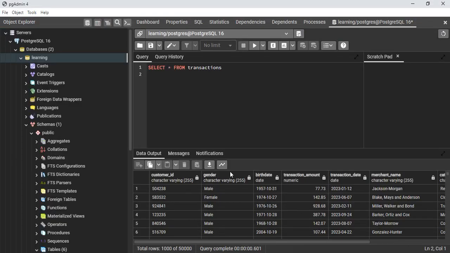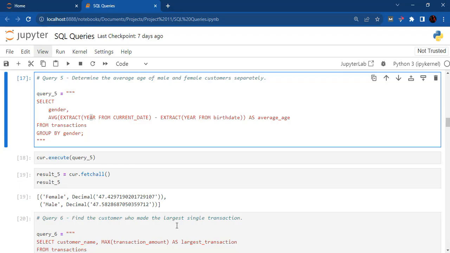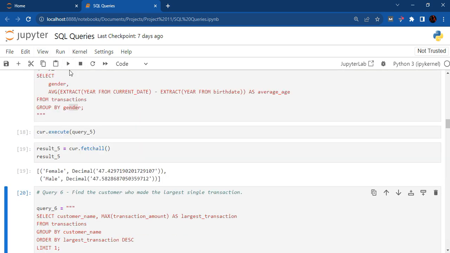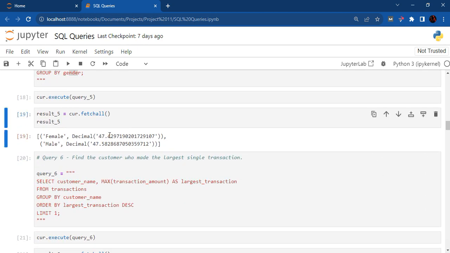Now this is the birth date. You see here 1949, 1999, 2003, and all that. So it first of all extracts the year for this year we are in. It extracts the birth date of the person, and it gives an alias of average age. It's then grouped by the gender. Let's run that. Okay, that was good. So this is the average age of male and female.